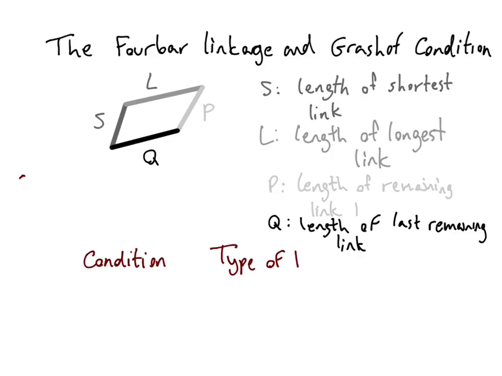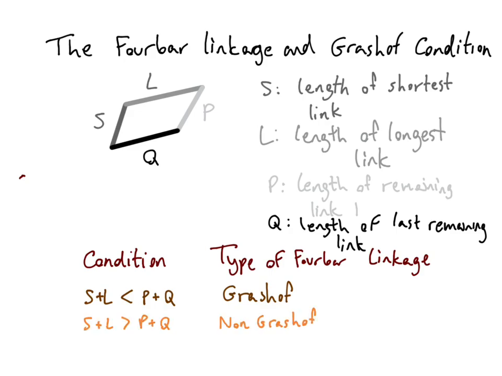And based off of the condition, we're going to have a type of linkage that they are. So if S and L, so the shortest and longest added together, are smaller than the 2 remaining links, P and Q, then we have a Grashof linkage. If they are greater, we will have a non-Grashof linkage. And if they're equal, we still have a Grashof linkage, but we're going to highlight them as a special case.